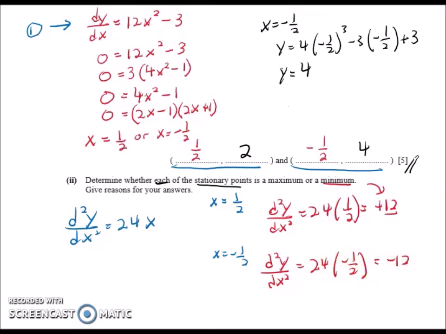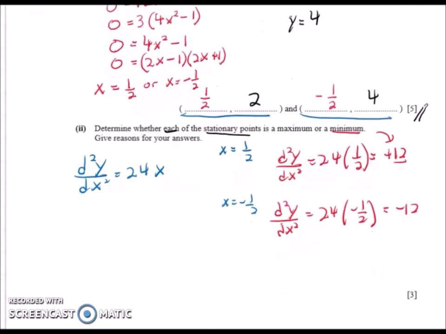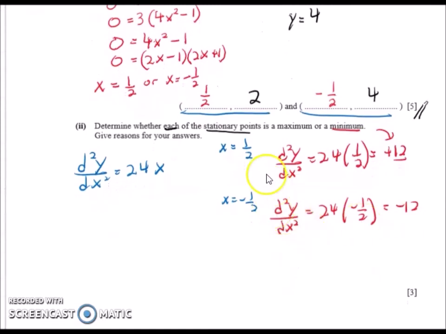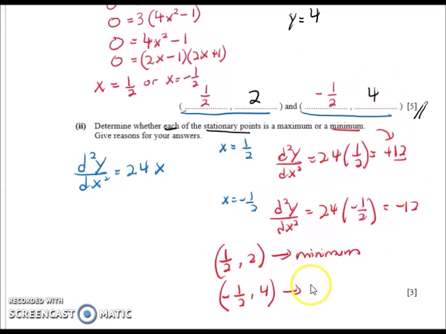So we can simplify the answer like this. The coordinate is 1 over 2 and 2. Okay, this is a minimum point. However, for negative 1 over 2, the coordinate is also 4. So this is a maximum.